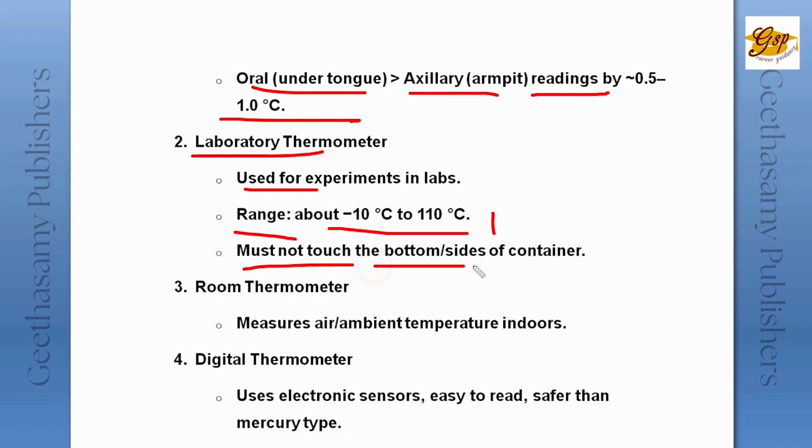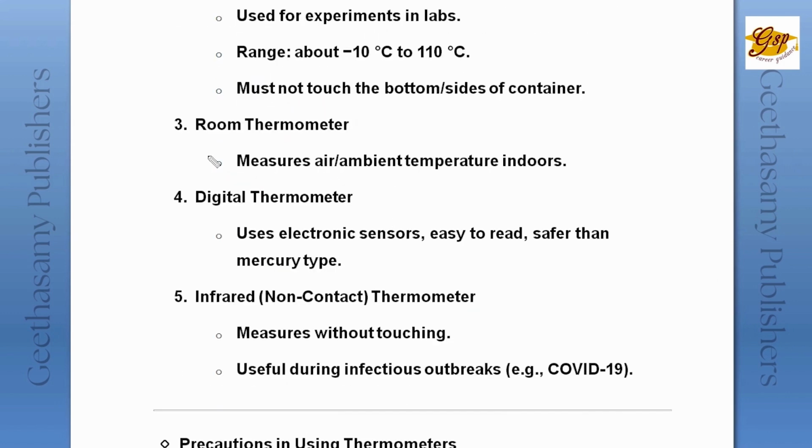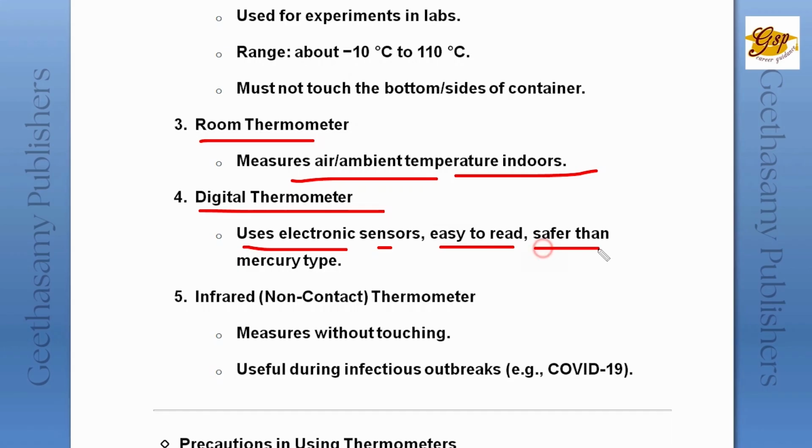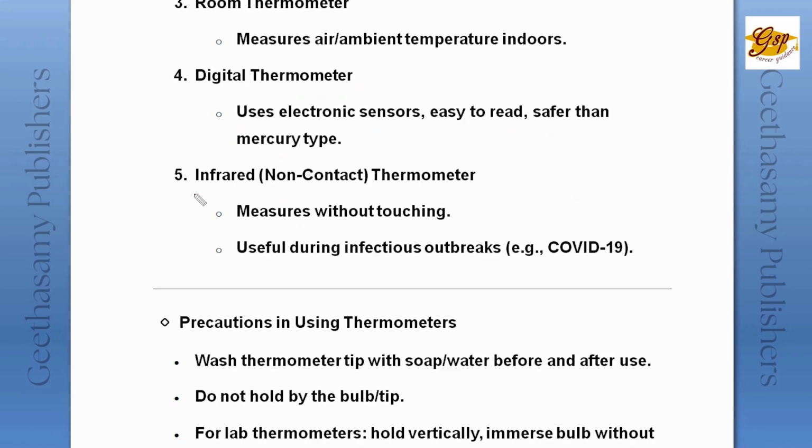It must not touch the bottom or sides of the container. Then the room thermometer measures air and ambient temperature indoors. The digital thermometer uses electronic sensors, is easy to read, and is safer than mercury types. Then the infrared thermometer is a non-contact thermometer that measures without touching, useful during infectious outbreaks like COVID-19.